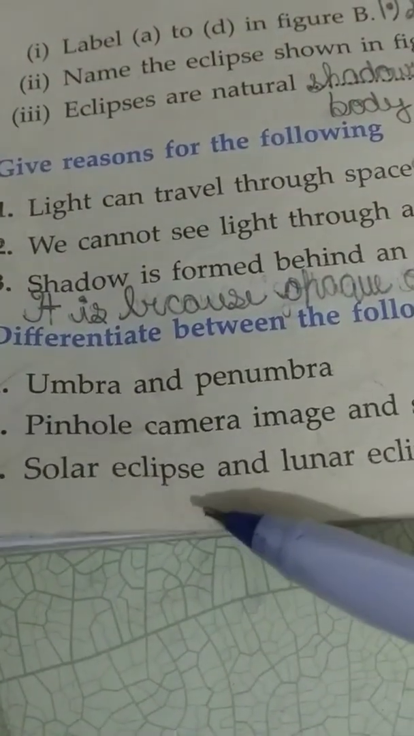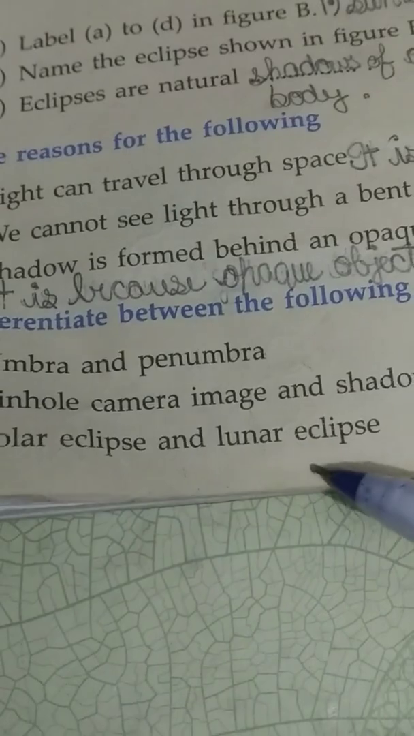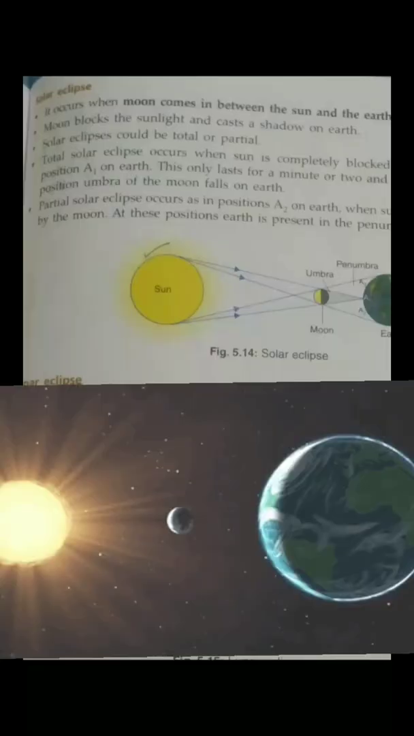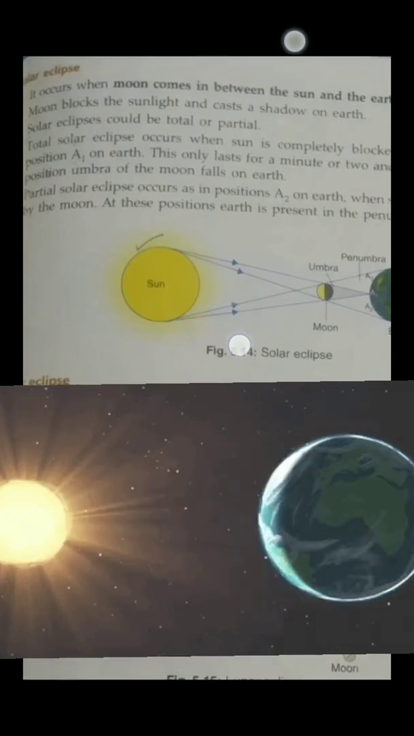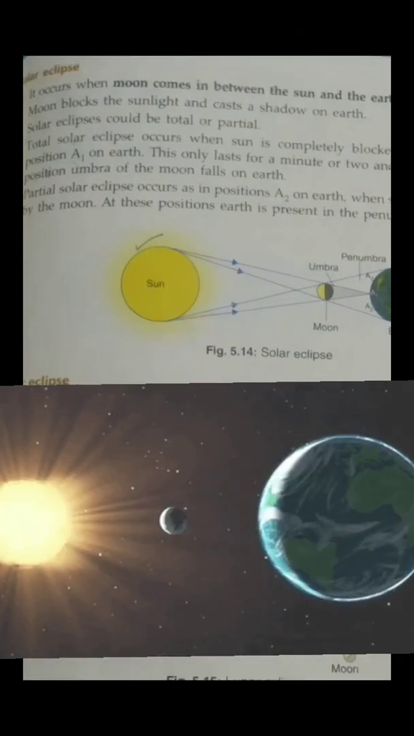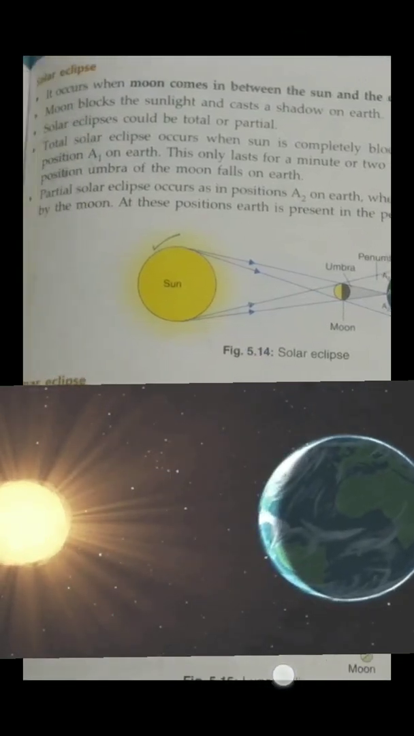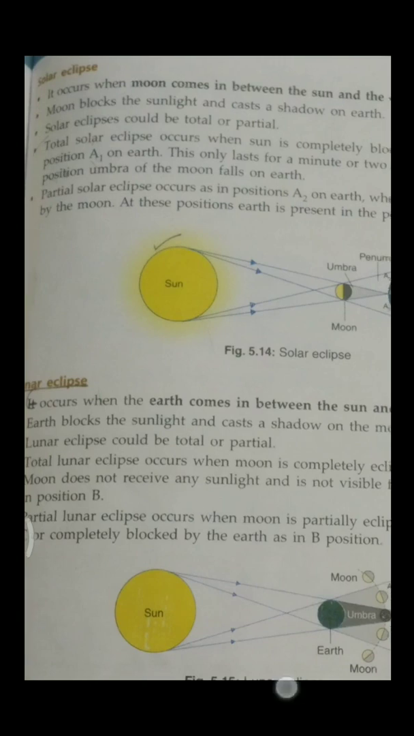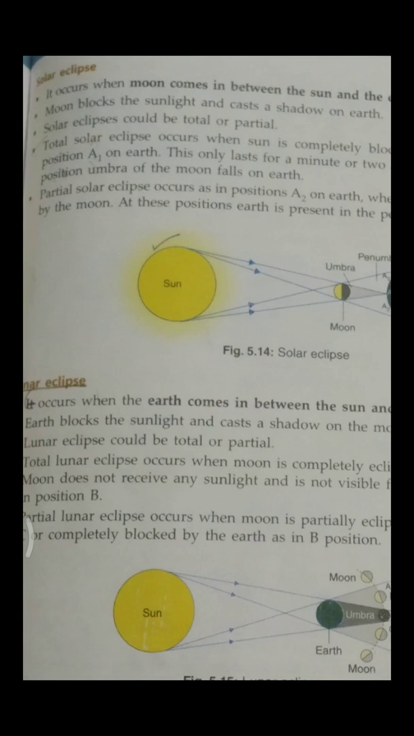Third, solar eclipse and lunar eclipse. Third difference, solar eclipse: it occurs when the moon comes in between the sun and the earth. Second point, the moon blocks the sunlight and casts a shadow on earth. Third point, a solar eclipse could be total or partial. Fourth point, a total solar eclipse occurs when the sun is completely blocked by the moon.